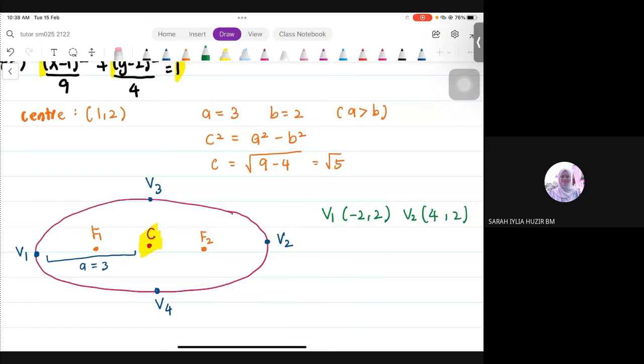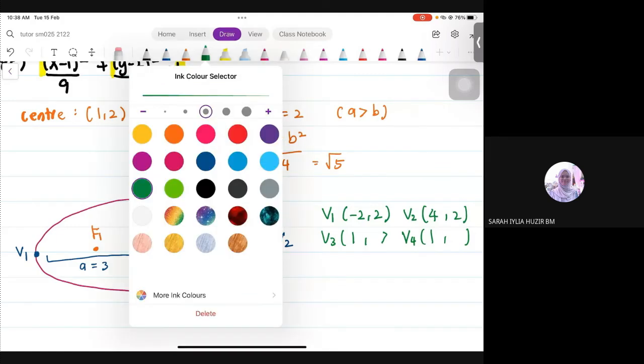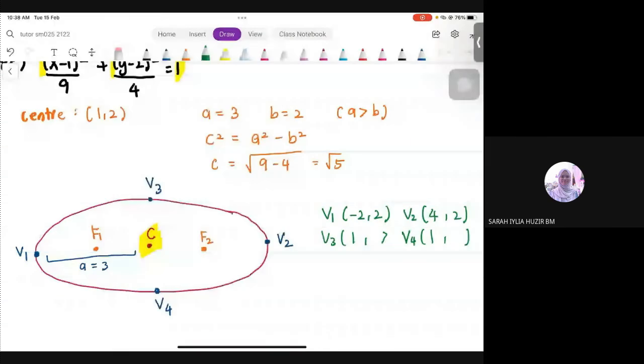Next one, V3 and V4. So, for V3, V4, X coordinate would be fixed. Okay, so saya tutup kat situ. Siap-siap saya tulis 1. Y coordinate yang akan shift. So, for V3, move upwards. So, kita kena tambah. Ingat, distance is B. Jarak kita kat situ huruf B.